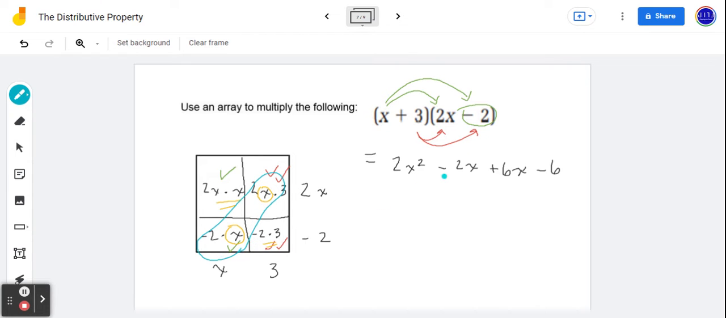So what we'll do is we're going to take these two terms. We're going to simplify by bringing those together through addition. So our last step then is to write that as 2x squared, and negative 2, right? The negative 2 plus the 6, that gives you positive 4. So it'd be plus 4x, and then minus 6.